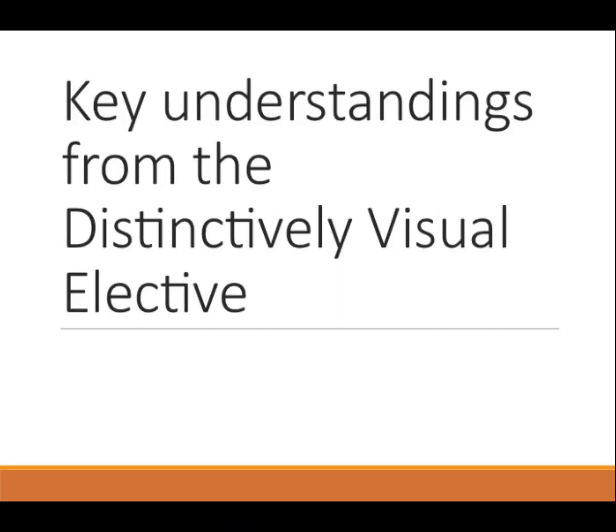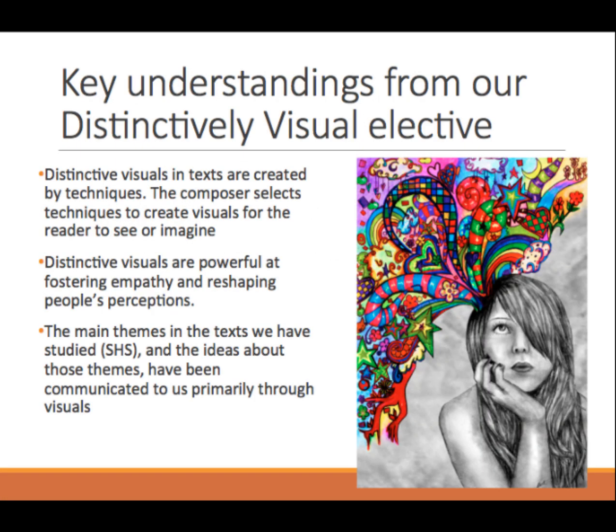So we'll begin by talking about what we've done in the Distinctively Visual Elective and just a few key understandings that you need to get and that you'll need to demonstrate in the essay task. So the first thing is that distinctive visuals in texts are created by techniques. We've been looking at a drama text and we've had a whole range of dramatic techniques as well as some usual language techniques that have come out through the dialogue that we've been exploring. So the composer selects these techniques to create visuals for the reader to see or imagine.